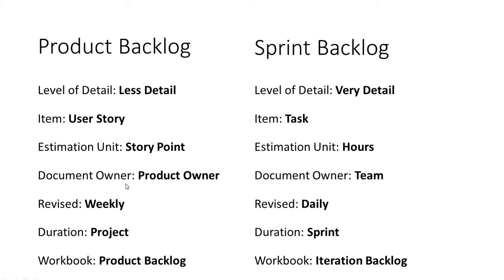The product backlog owner is the product owner, and the sprint backlog owner is the development team. Okay, product backlog is revised weekly, while on the other hand, sprint backlog is revised daily. Product backlog is for the project, while the sprint backlog is for the sprint. The product backlog workbook is product backlog, while on the other hand, sprint backlog workbook is iteration backlog. Okay.